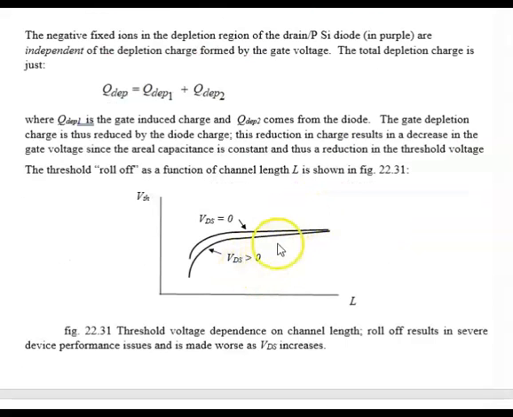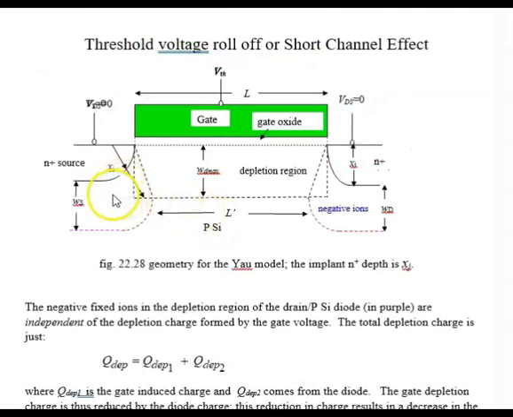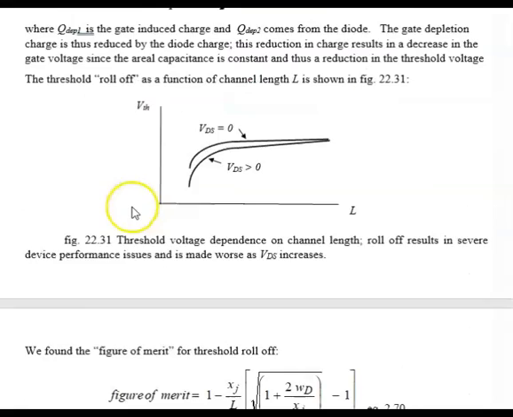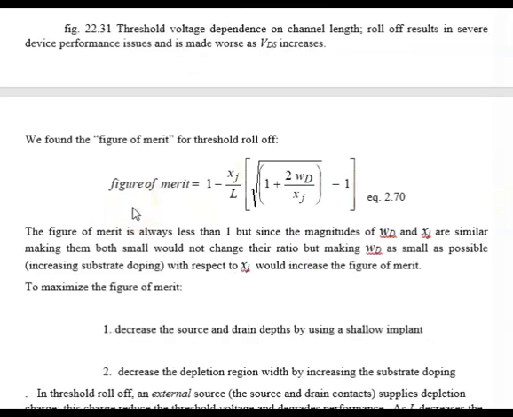So that's why this line here for VDS greater than 0 is actually worse than for VDS equal to 0. Of course, you don't have to worry about the source because we don't put a voltage at the source terminal. Okay, so this is what we found for the figure of merit, and there are two parameters here.